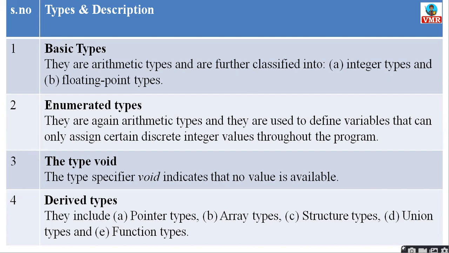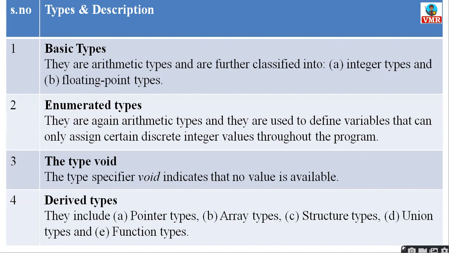The second one is enumerated types. They are again arithmetic types and are used to define variables that can only be assigned certain discrete integer values throughout the program. These enumerated data types are nothing but data types which you create on your own. Then the type void: the type specifier void indicates that no value is available. And derived types include pointers, array types, structures, union types, and function types. So these are the four kinds of data types.